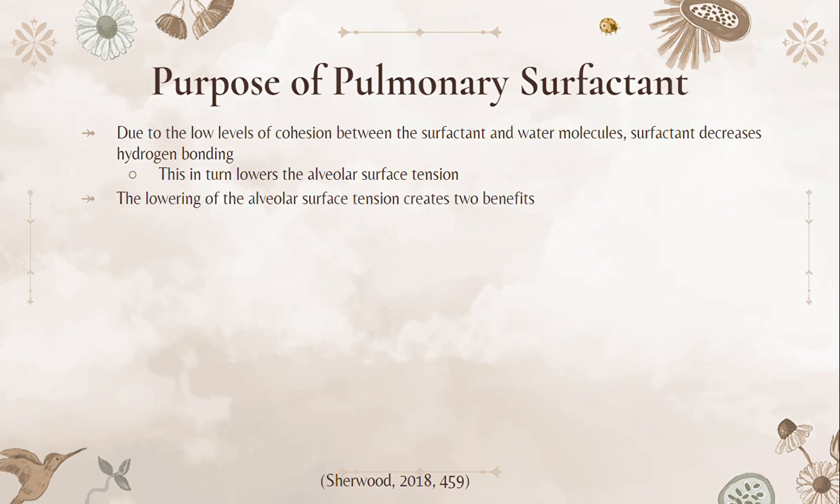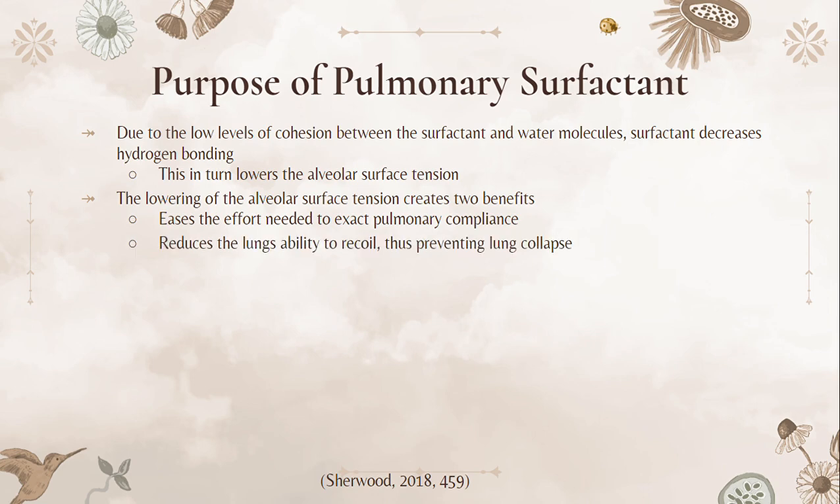And this lowering of the surface tension has two major benefits. The first one is that it eases the amount of effort that is needed to make the pulmonary system comply, right? It means it's going to take less effort to make the pulmonary system do what needs to be done because of this lowered surface tension. Secondly, it also reduces the lung's ability to recoil, which prevents lung collapse or a pneumothorax, which we're going to dive into in a lot more detail in a second.